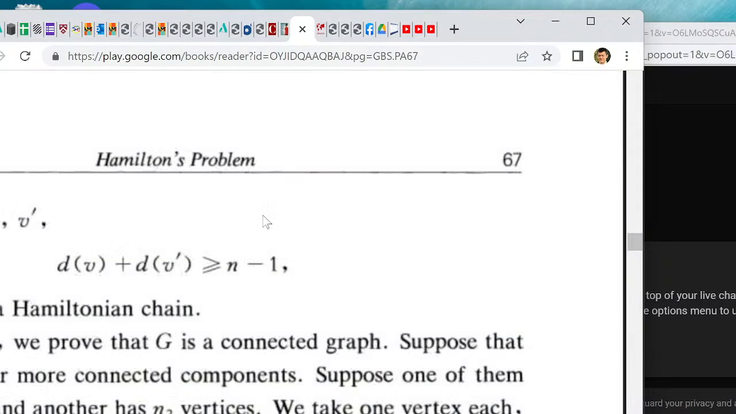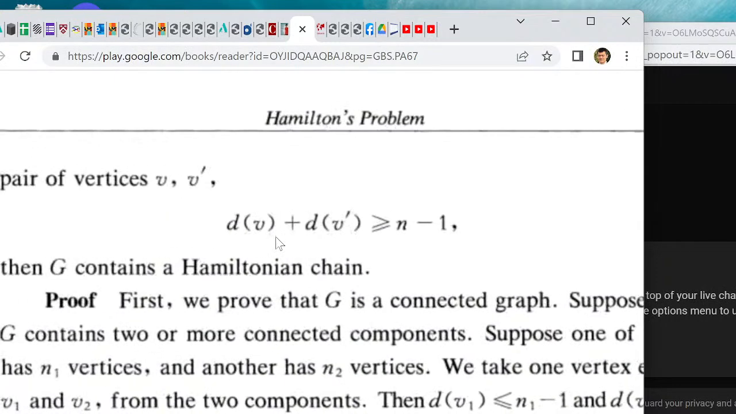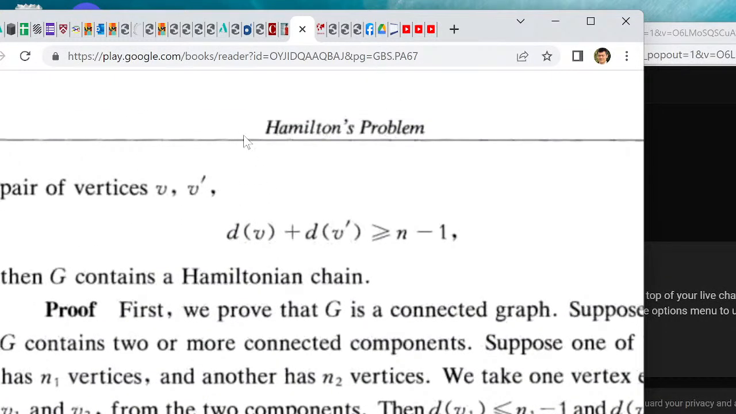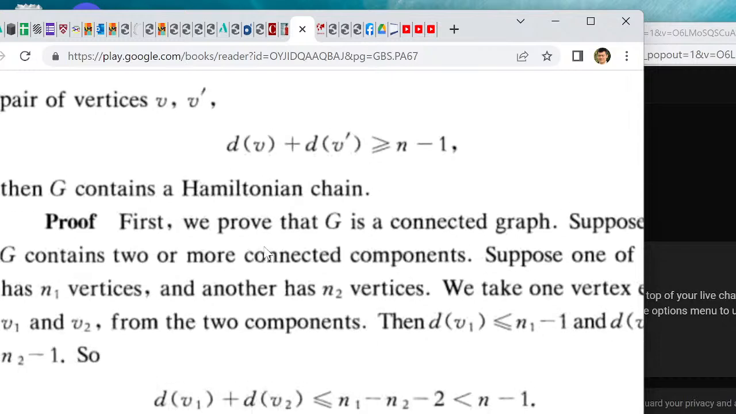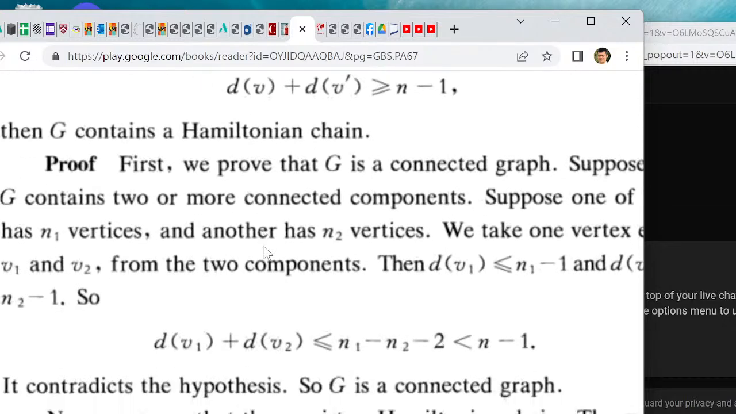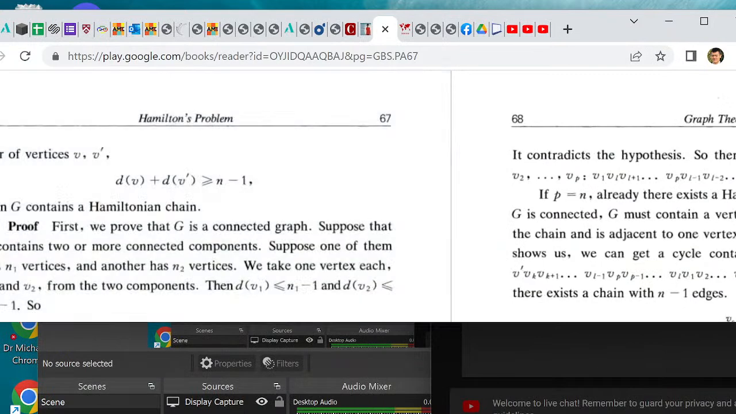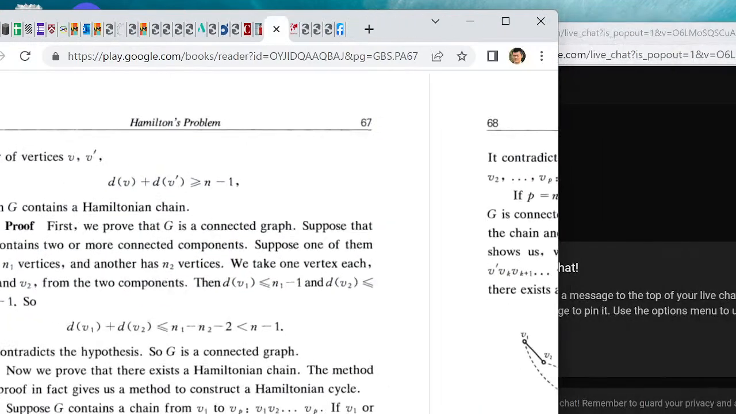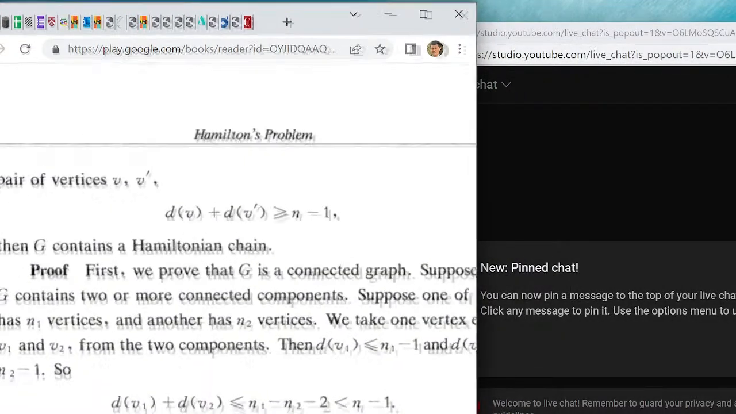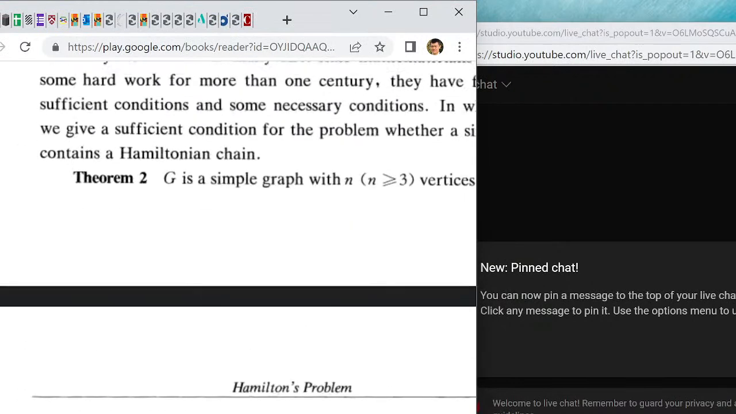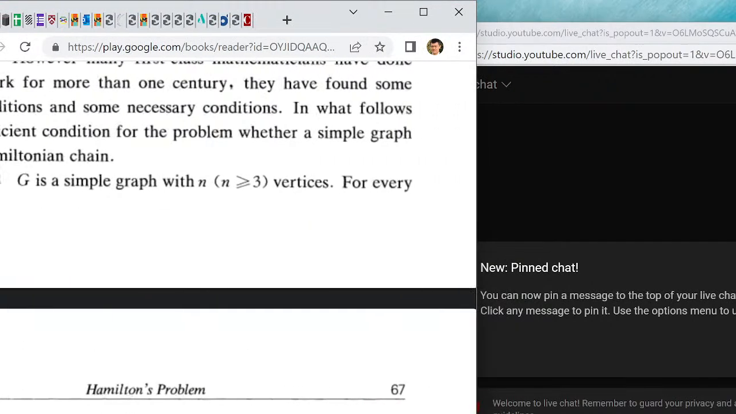This is the book. It's this book on graph theory by Bing Xiong and some of the Chinese Olympiad people. And I want to cover this result that says, so theorem 2.